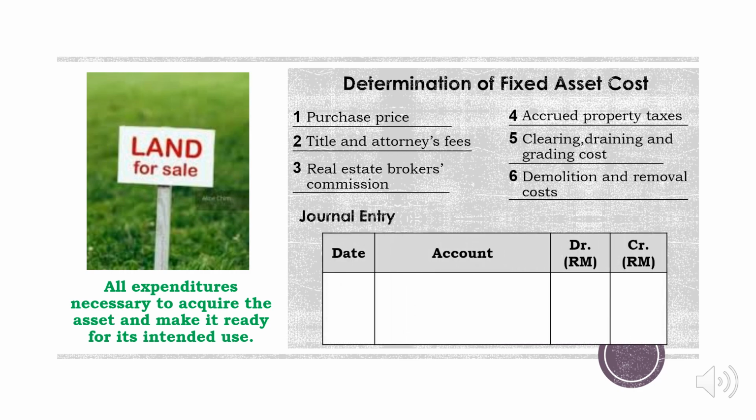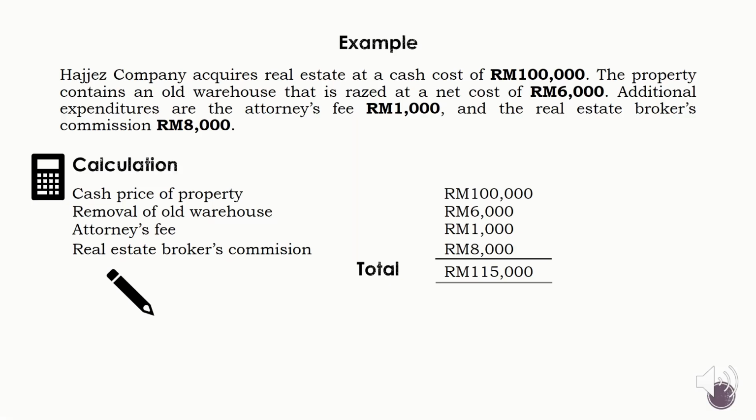Journal entry: debit will be land and credit will be cash, and the narration to record purchase of land. This will be the example.